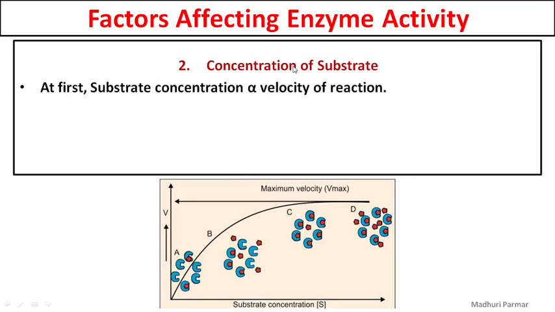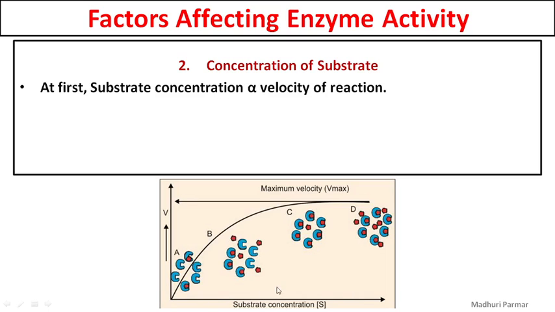Fine. Second factor affecting enzyme activity is concentration of substrate. How much substrate you are giving to the enzyme. At first, the substrate concentration is proportional to the velocity of reaction. Just look at this diagram. You have velocity on the y-axis. Velocity is nothing but rate of reaction. But when you know that it is moving in the forward direction, that is, you know the direction of reaction, you can call it velocity. So this is the velocity of the reaction.